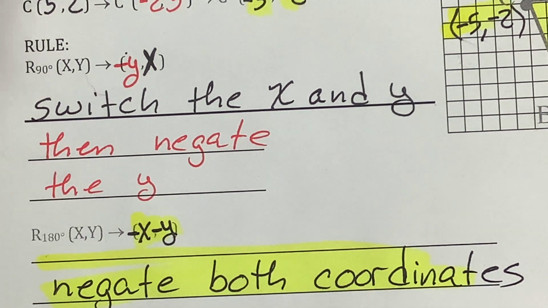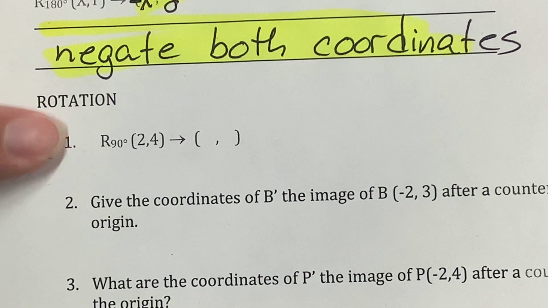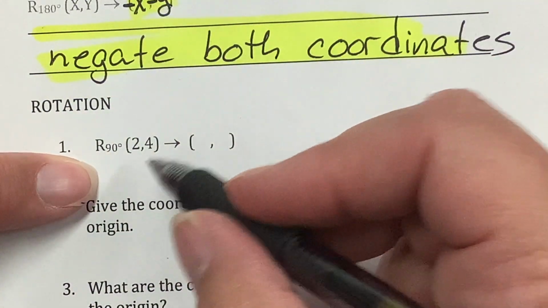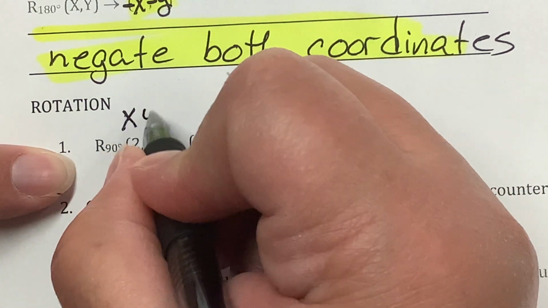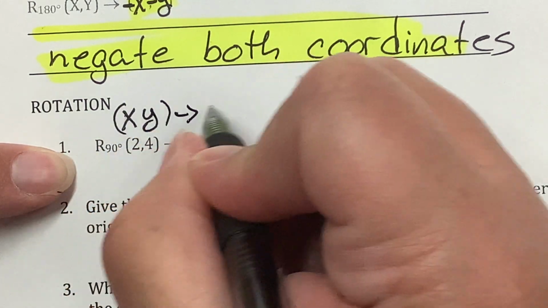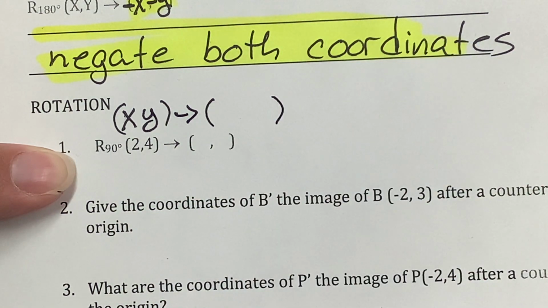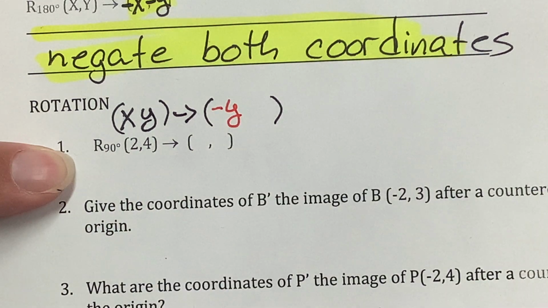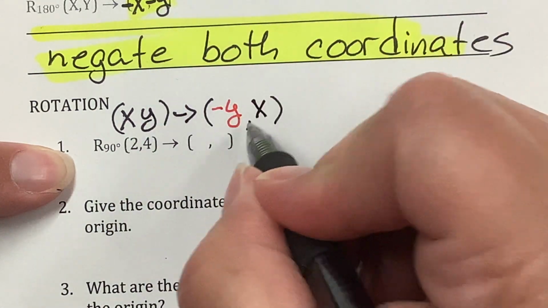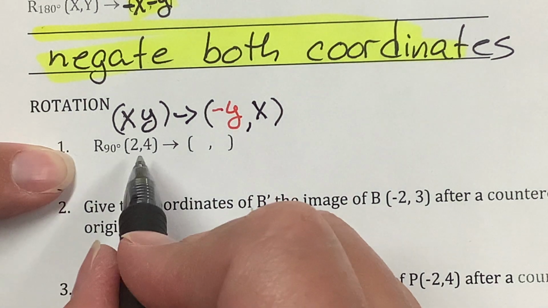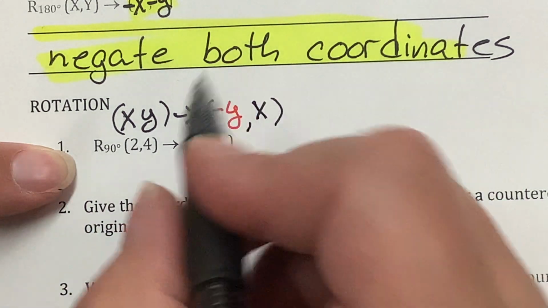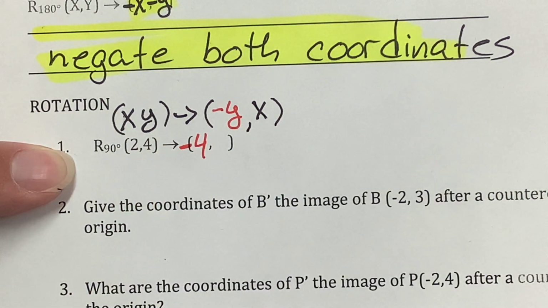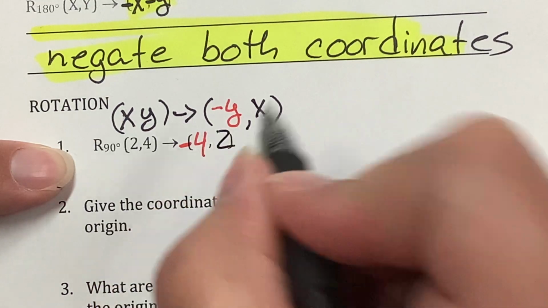And that's that. So here, first I'm going to take the rule from above. So 90 degrees was x and y, and you switch them and negate the y. So negative y, but you keep the sign of the x. If I switch them and negate the y, I would get -4, 2. And next time I should give myself more room to write.